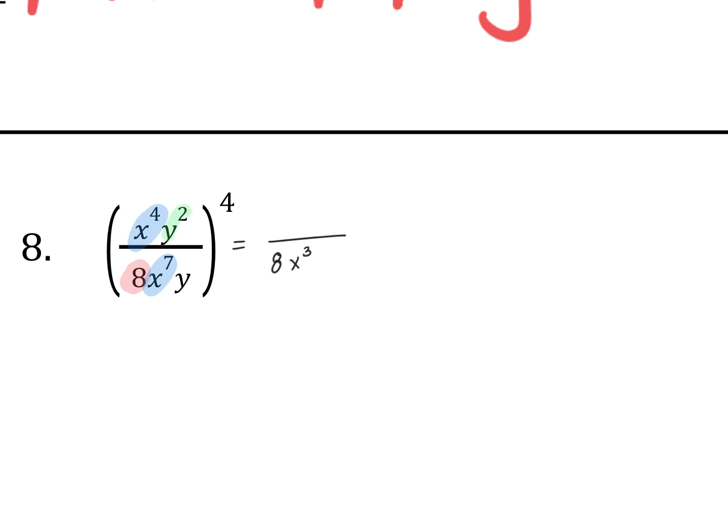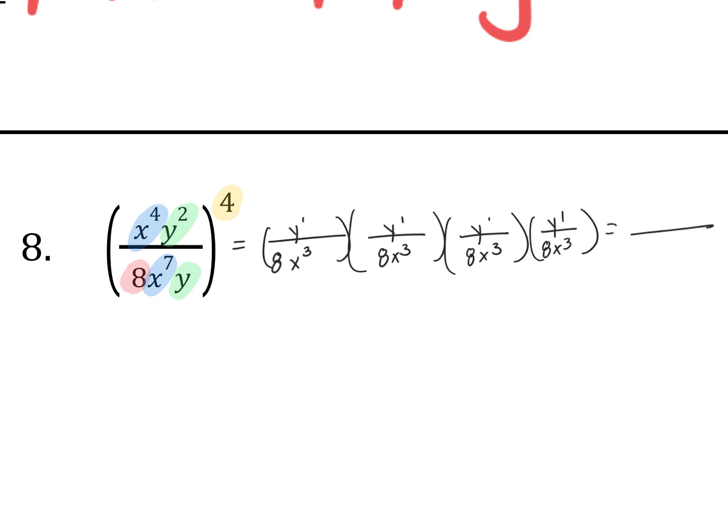And then I have my y to the second, and y without a number, that's going to be y to the first. 2 minus 1 is 1. So y to the first is going to go on the top because y to the second was on the top. I'm going to take all of this, and I have to write it my exponent number of times. So I'm going to write this 4 times. So I already wrote it once. So here comes my next time. Y to the first over 8x cubed. I got y to the first over 8x cubed. And one more. Y to the first over 8x cubed.